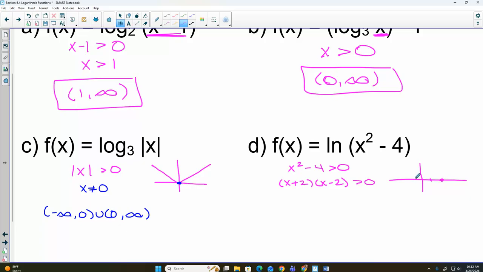Or if you just think about the graph, this is a function we're familiar with. X squared is a parabola. What's a minus 4 do? When is this graph greater than 0? It's positive. So that's here and here, right? How would we write those intervals?